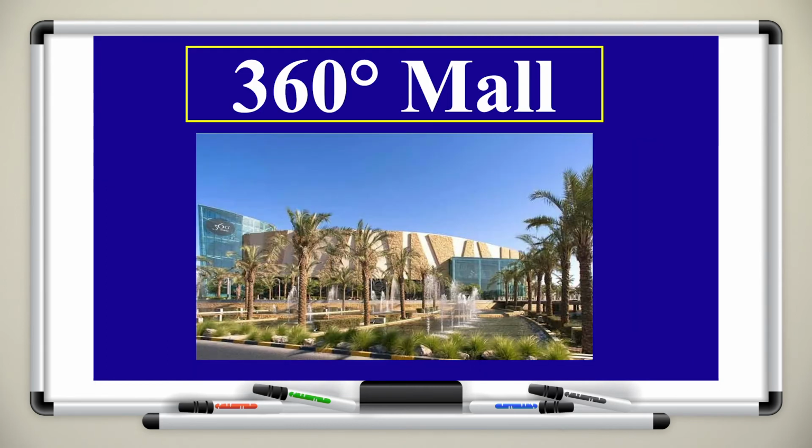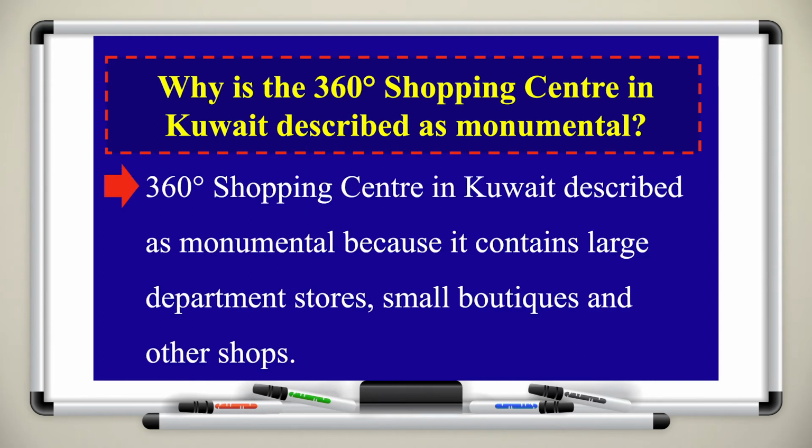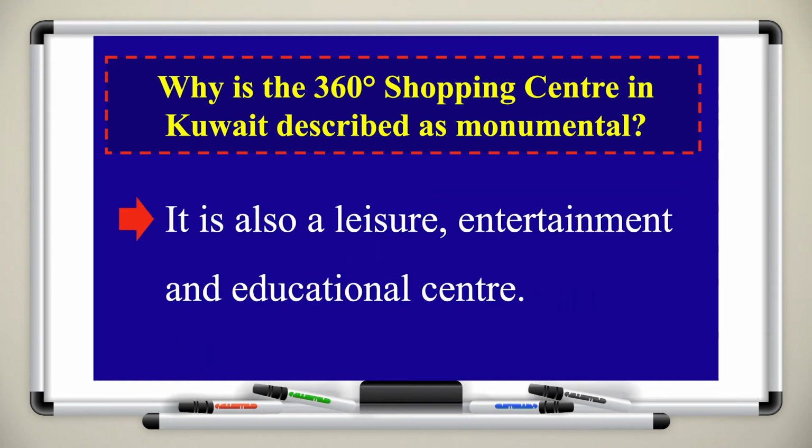Now let's look at the 360 Mall. This is a mall we've all been through, and we also love going to. Why is the 360 Mall, or a shopping center, in Kuwait described as monumental? Take a few seconds to think about this question. So 360 Mall, or shopping center, in Kuwait is described as monumental because it contains large department stores, small boutiques, and other shops. It is also a leisure, entertainment, and educational center.